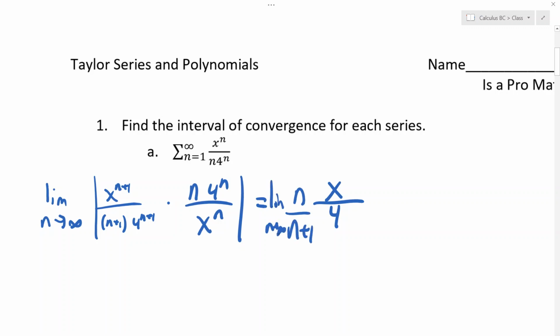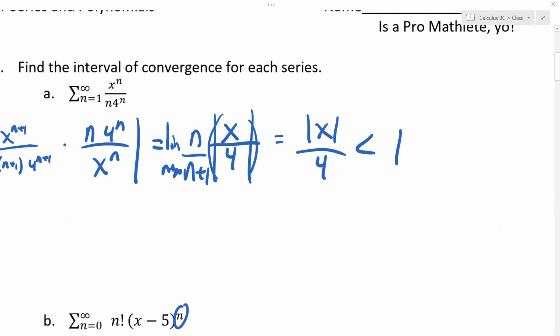But then we still have this limit. This x over 4 has nothing to do with that limit. It says n goes to infinity. So that fraction becomes a 1, and what I'm really left with is, and this should be absolute value, the absolute value of x over 4, and that needs to be less than 1 by the ratio test rules. And remember I told you, when you're doing this, you want to get the absolute value of x minus the center by itself. The center is 0, so I need to get absolute value of x by itself. We need absolute value of x to be less than 4.